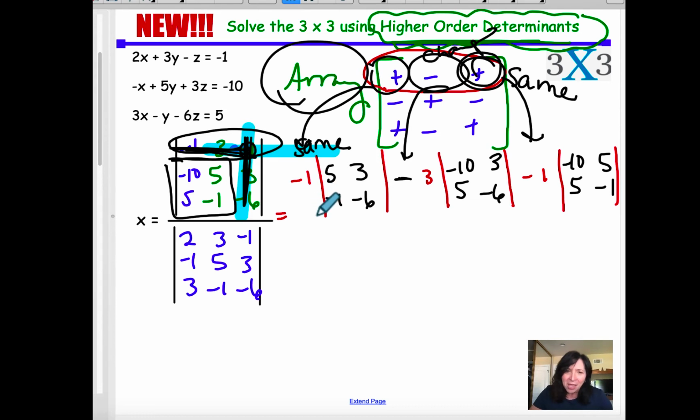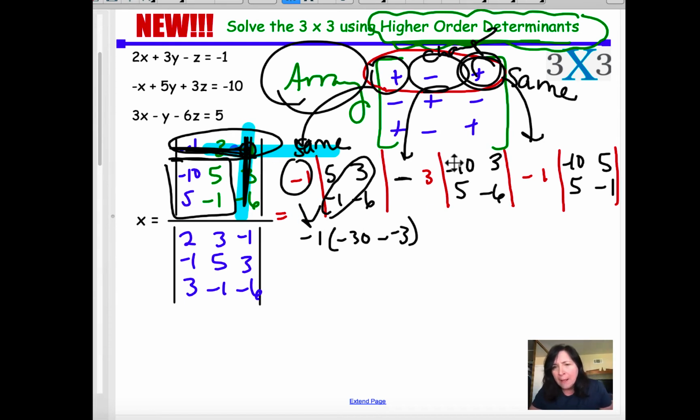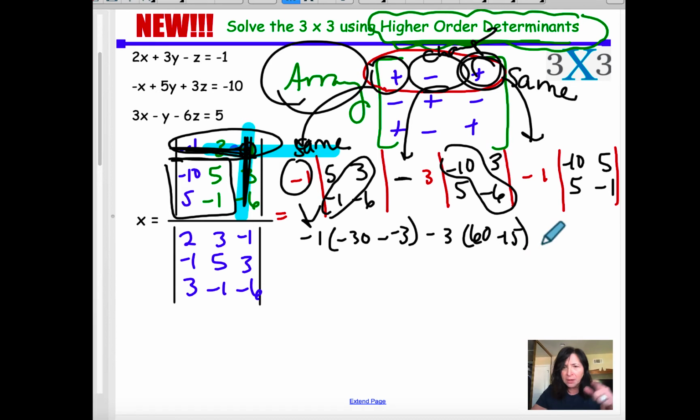Okay, here we go. Remember how to simplify a determinant. We go 5 times negative 6, which is negative 30, minus negative 1 times 3. Negative 1 times 3 is negative 3. Now remember, this negative 1 is scalar. That goes out front. It's just number times another number. Minus 3 times, and then again, multiply. That's what, 60 minus 15. Minus 1 times, and again, 10 minus 25.